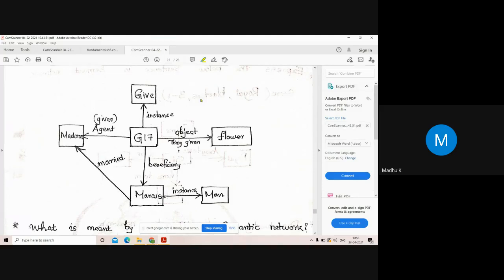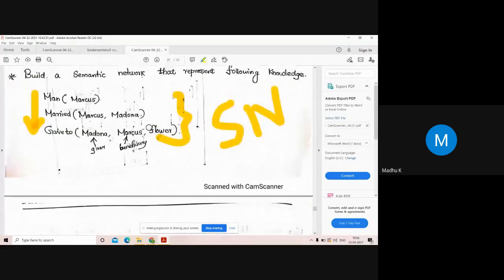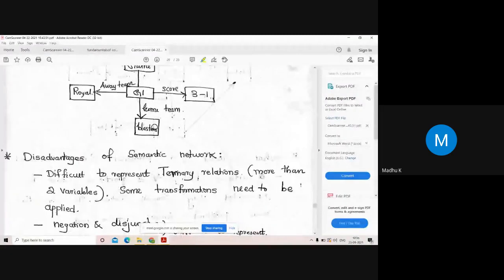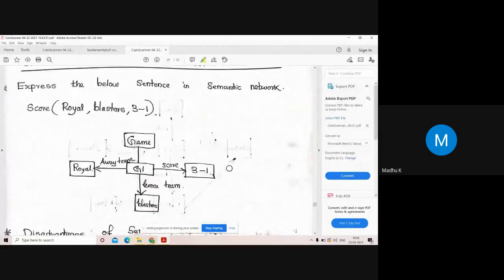We will study how to draw this type of semantic network. So this is the application. Anything in the real world can be expressed using a semantic network. Now we are going back. For example, India won against Australia in the series by 3-1. That type of sentence can be expressed in the semantic network. We will discuss that later.